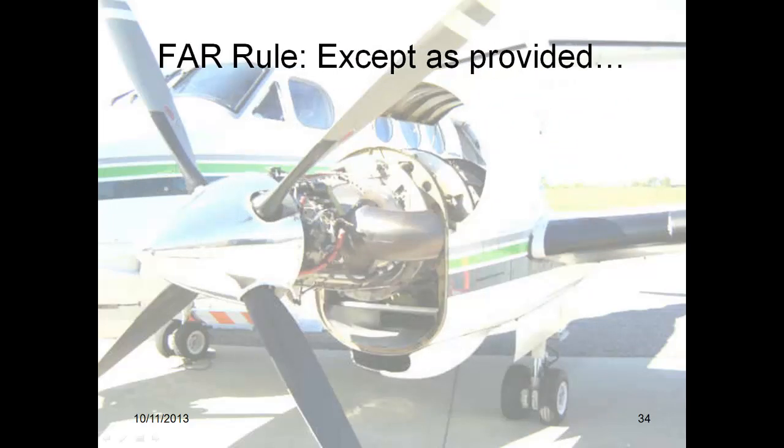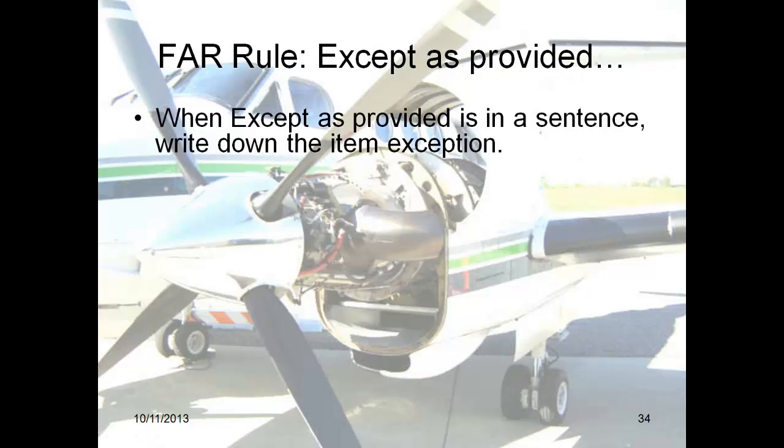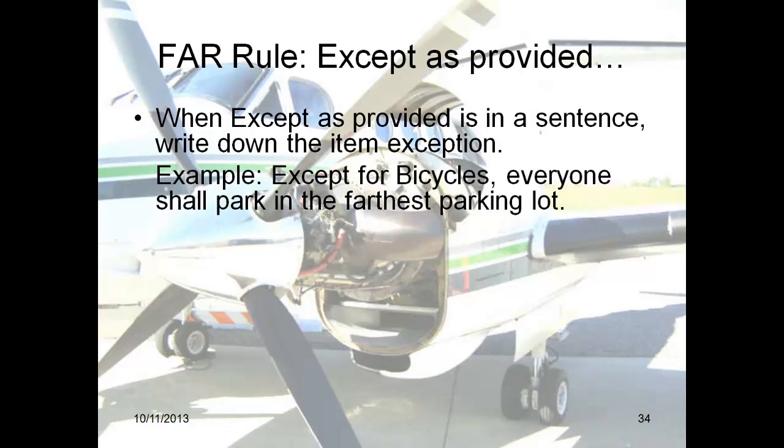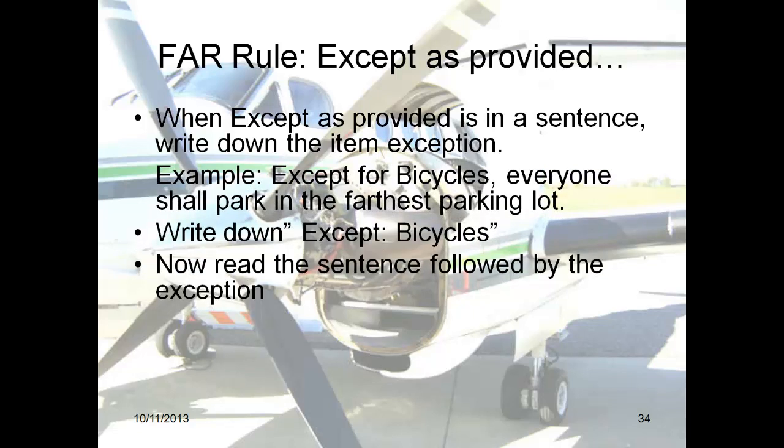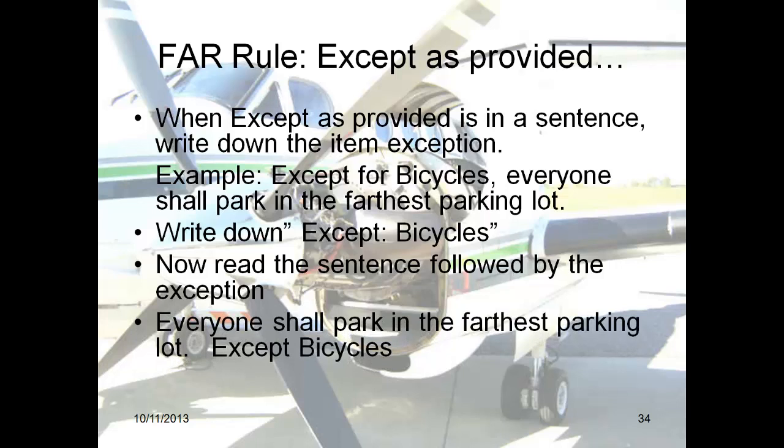Except as provided, when used in a sentence, the way that you do this is that you write down the exception. Here's an example. Except for bicycles, everyone shall park in the farthest lot. Okay, they put it kind of backwards. This is an interrupter, except for bicycles. So what I do is I write down the word bicycles, or I write exception and bicycles. Now I read the sentence and I follow it. I flip-flop them is what I'm going to do. So in this example, everyone shall park in the furthest parking lot except for bicycles.